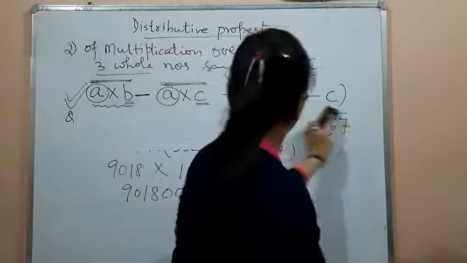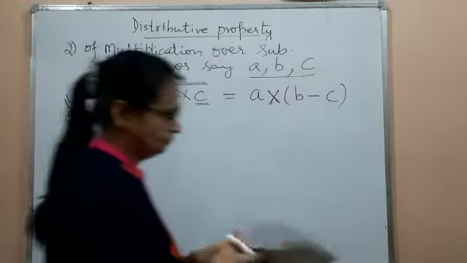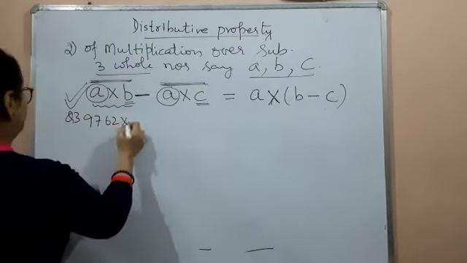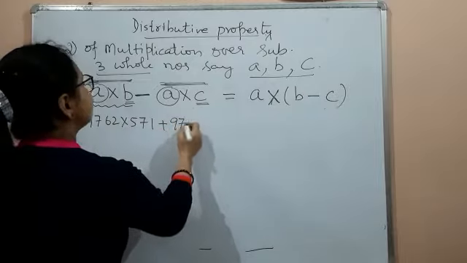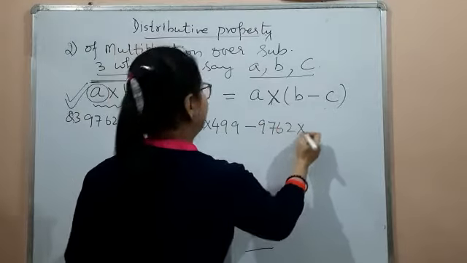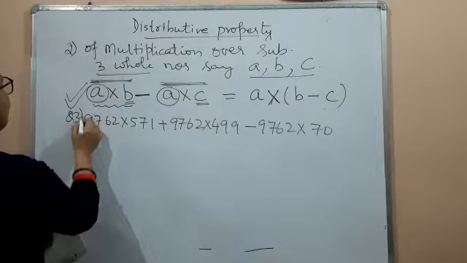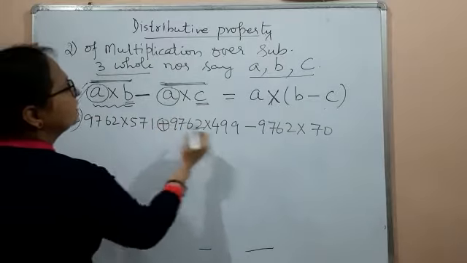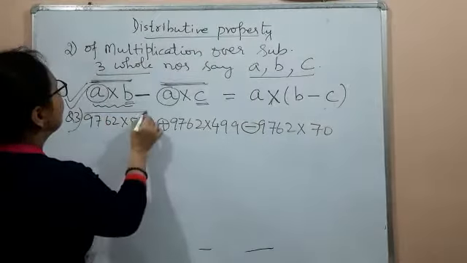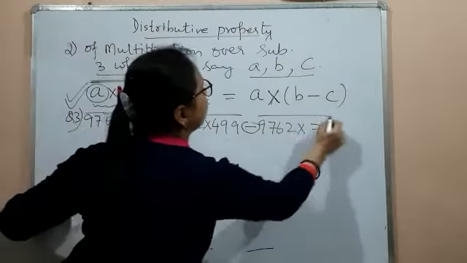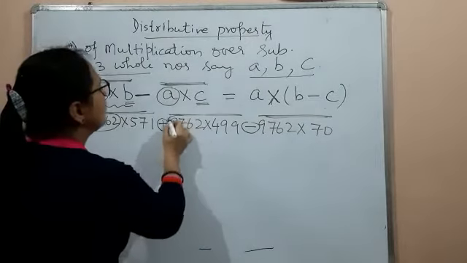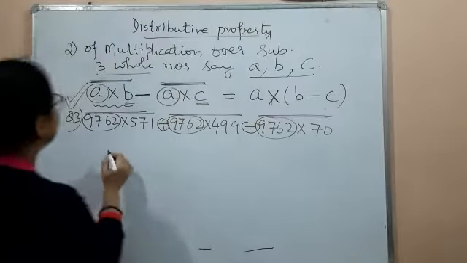Now question number 3: 9762 multiplied by 571 plus 9762 multiplied by 499 minus 9762 multiplied by 70. So first we have to see how many terms are there. We have a plus sign here, we have a minus sign here. Plus and minus separate our whole expression into how many parts? 1 part, 2 parts and 3 parts. These are 3 independent questions which have to be handled, and we can see in all of them 9762 is common.